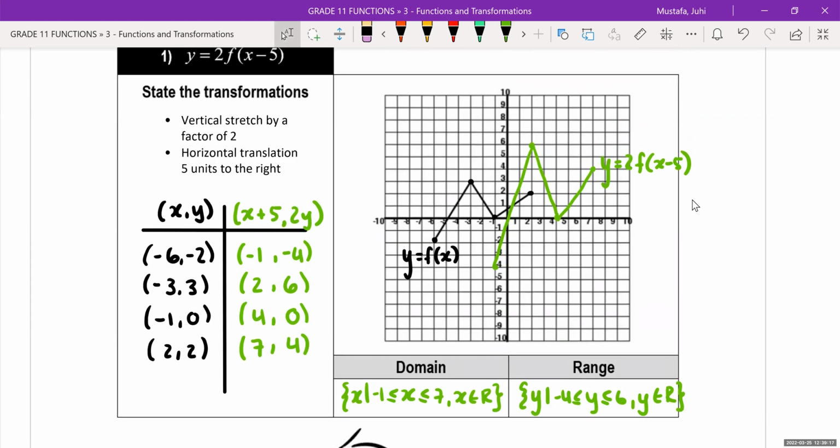Does that make sense? That's basically what we're going to be doing now. Just we're going to add that little factoring bit, and that's it. Let's go on to question number 2.